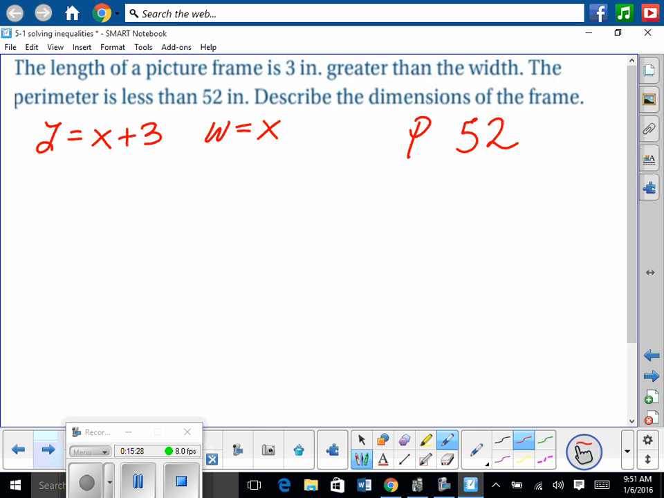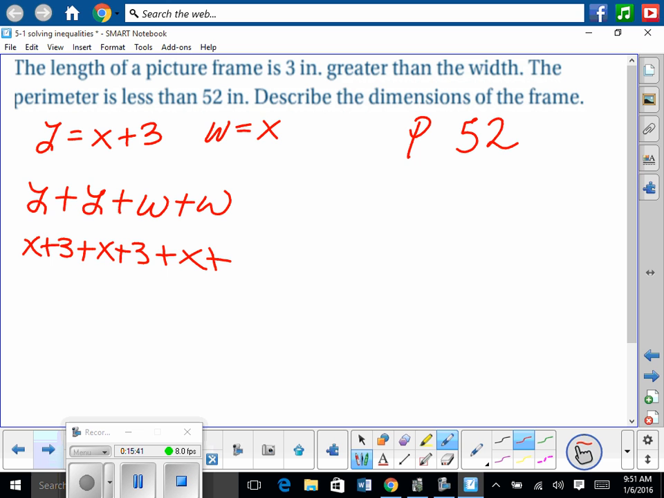So think about it. Perimeter would be length plus length plus width plus width, right? Are we all following me? So we have x plus 3 plus x plus 3 plus x plus x. You get what I'm doing here? Plugging in, the length is x plus 3, the width is x. And the perimeter is less than 52 inches. Now can we just solve for x? Are we all seeing how to set these up?